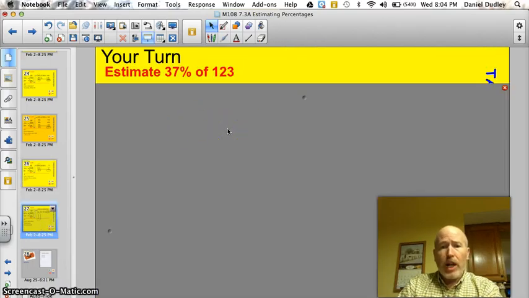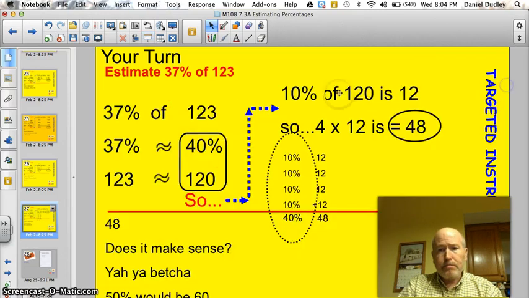Here's the one that's a little more challenging. Estimate 37% of 123. Go for it. All right, let's take a look. Well, 37% of 123. I rounded 37% to 40%. And 123, I said, is 120. So my new estimate, I'm going to find out what 40% of 120 is. Well, I said 10% of 120 is 12. So 4 times 12 is 48. My answer is 48. Oh, did I go too fast there?